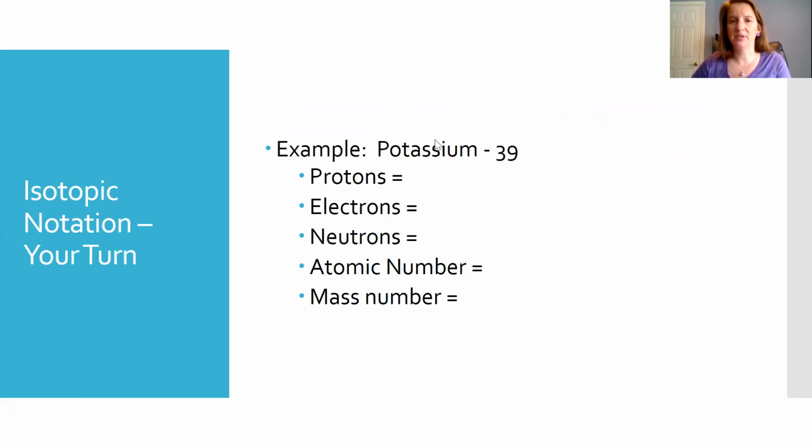So let's try it out here. Potassium 39. The symbol for potassium is K. So that means the protons for potassium 39 are going to be 19. It's a neutral atom, so our electrons are going to be 19 as well. To find our neutrons, we take the mass number minus the protons, because that will give us how many neutrons. So 20. The atomic number is the same as the protons. It's on the periodic table, so the atomic number is 19. And the mass number is following the name here, 39.